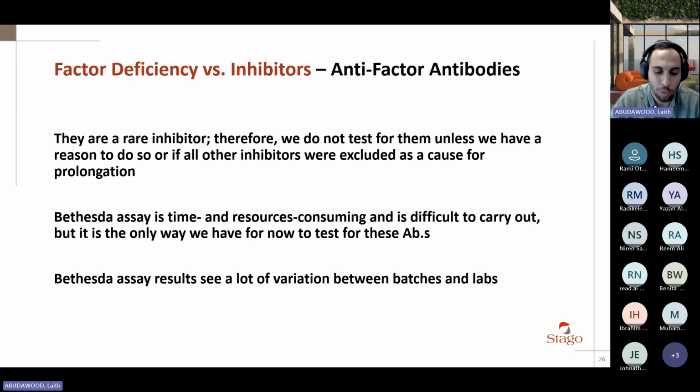So usually when the customer complains about discrepancies in Bethesda assay, there's really not much that you can do. You can just check, are they following the proper Bethesda protocol? If they are doing everything correctly, then unfortunately there is not much that you can do. It's not a fault of the analyzer, it's not a fault of the reagent, it's just that this assay is very poorly standardized and variation is very big, batch to batch, lab to lab.